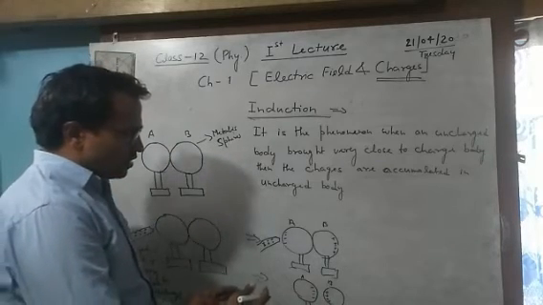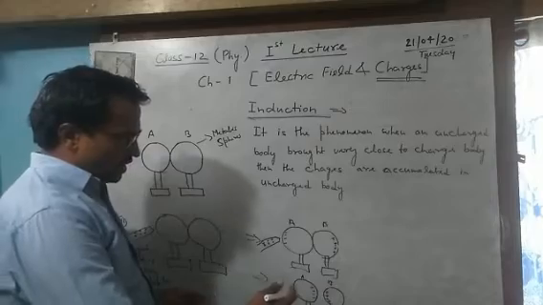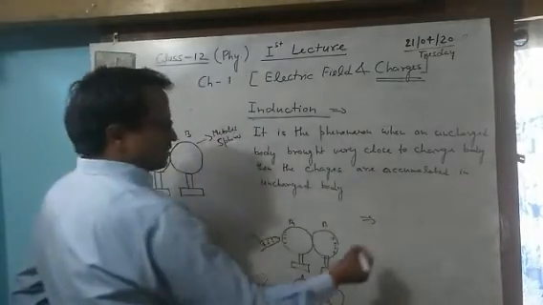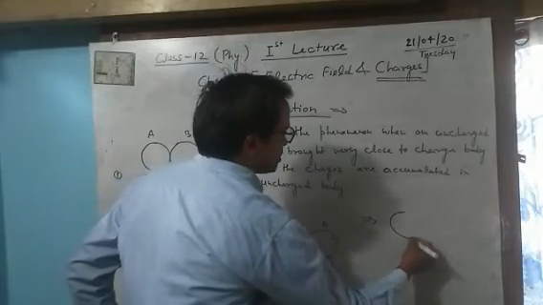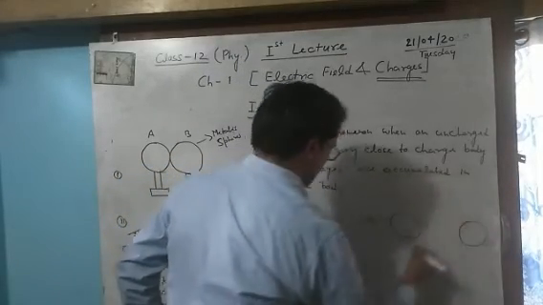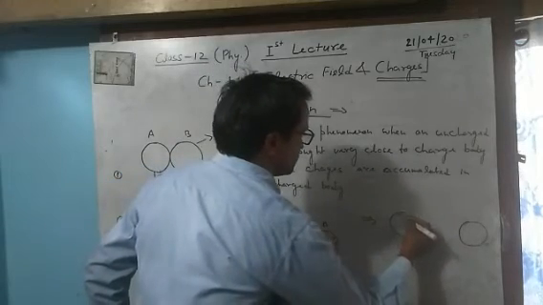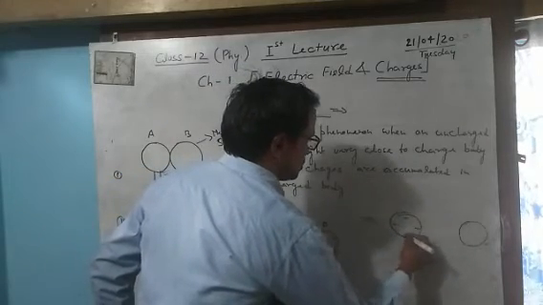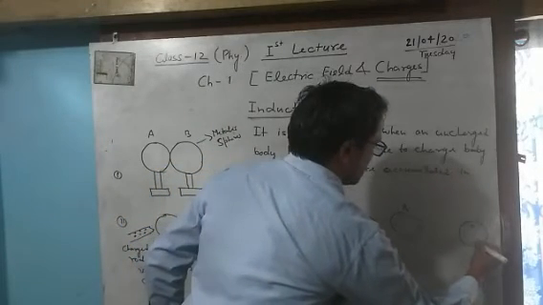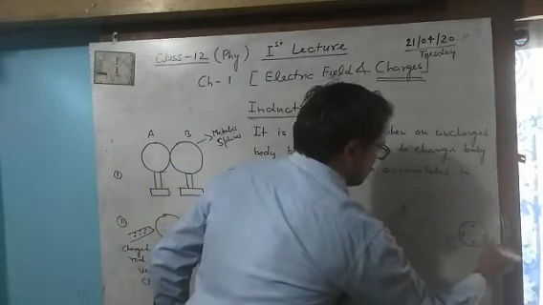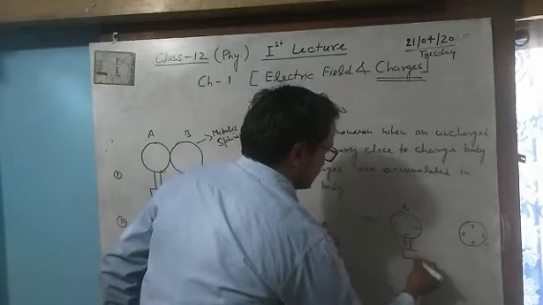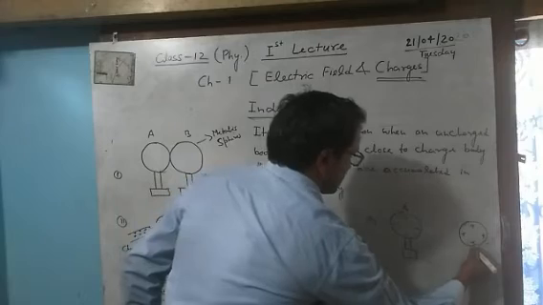When slowly the gap is increased, then charge is equally distributed. Like this negative charge is redistributed through the whole spherical body, and this positive charge is also redistributed through the whole spherical body.